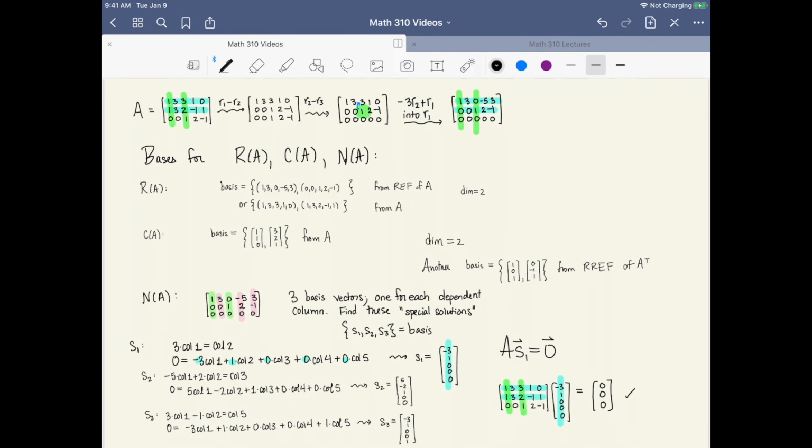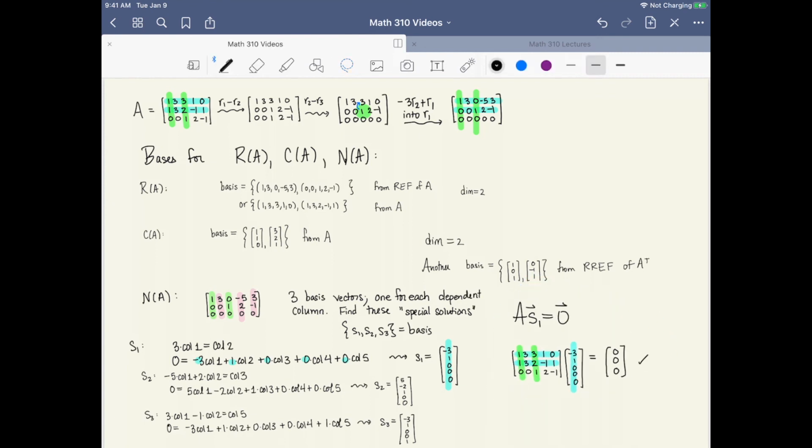So our basis we'll write down completely as S1, S2, S3. So here's our basis. Minus 3, 1, 0, 0, 0. 5, minus 2, 1, 0, 0. And minus 3, 1, 0, 0, 1. These are my 3 basis vectors for the null space of A.